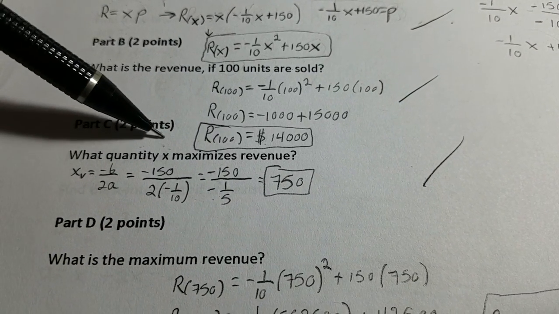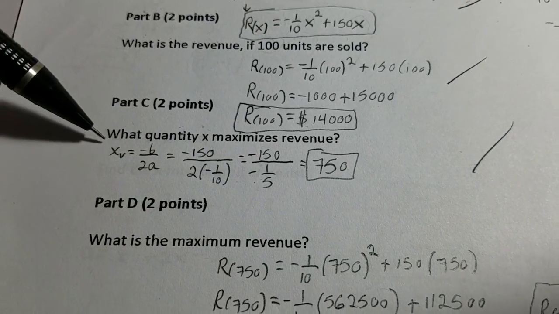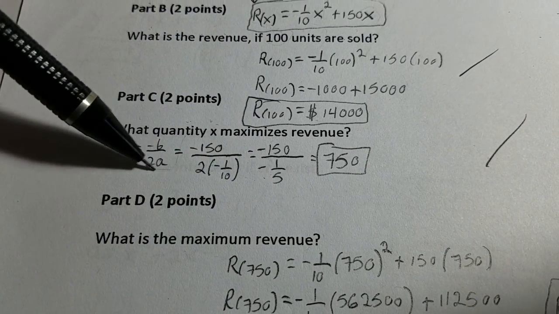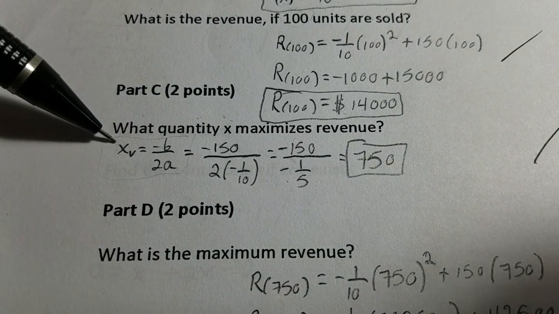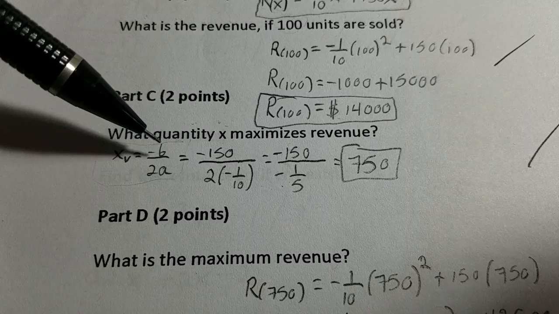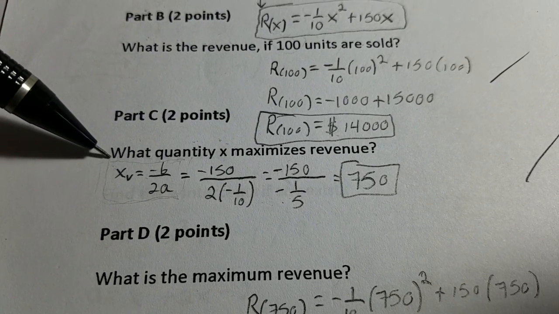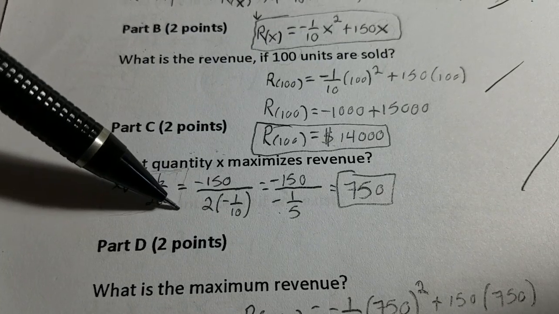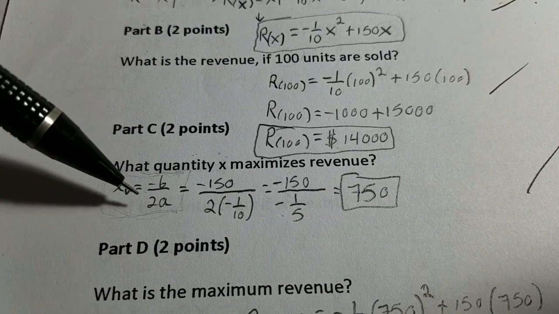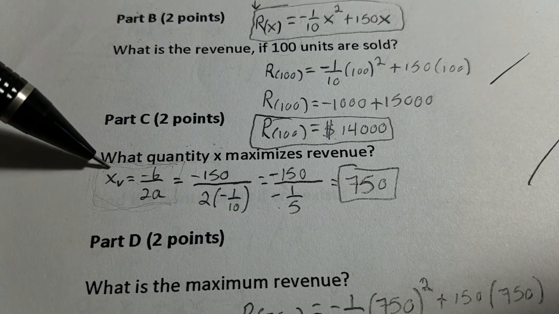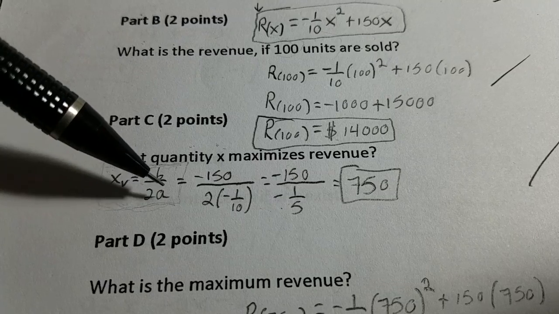In order for you to get that number, all you have to do is use this formula. The x vertex of your equation goes like this: x sub v equals negative b over 2a. I'm very sure that you are already familiar with this formula because it's very important and we have used it a few times. So you should be familiar with it, and if not, just memorize it. x sub v equals negative b over 2a.